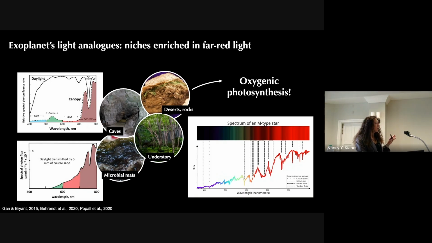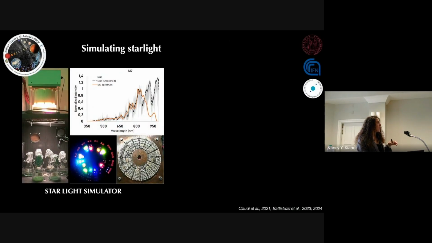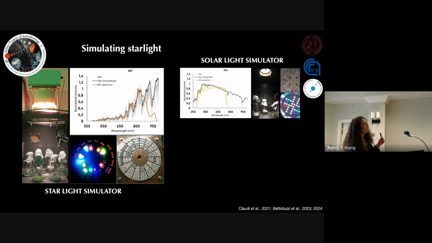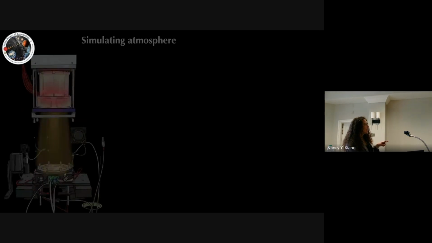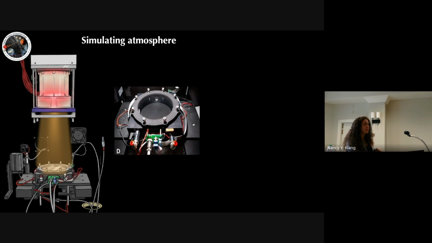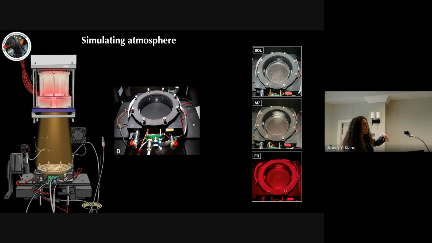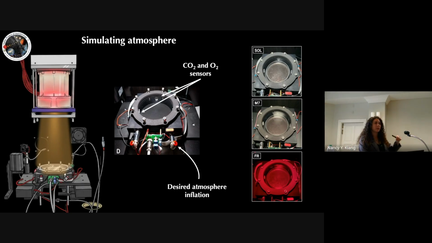To address this, we have developed in our lab a setup that can simulate starlights. We can reproduce different starlights. Here you have the M7 spectrum that we are reproducing, coupled with a solar light simulator and a far-red light simulator. The starlight simulator is equipped also with an atmosphere simulator, which is basically a small growth chamber that we can place underneath the different light sources, where we can inflate a desired atmosphere. Inside the chamber, we have a sensor for CO2 and O2 in order to monitor the oxygen evolution and carbon dioxide consumption in real time when they are exposed to the star spectrum.